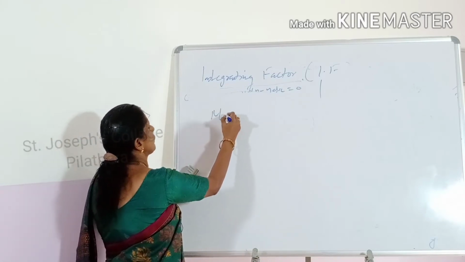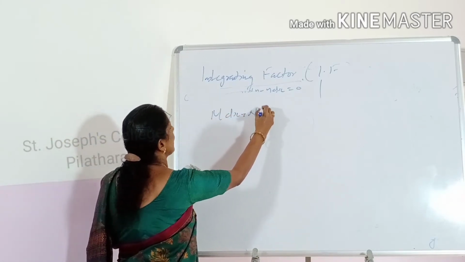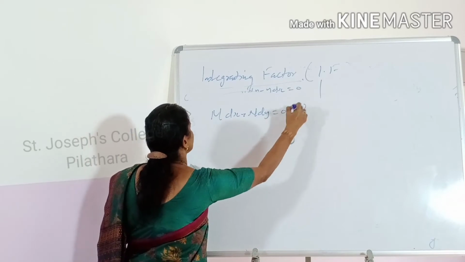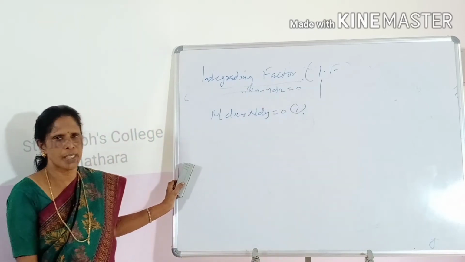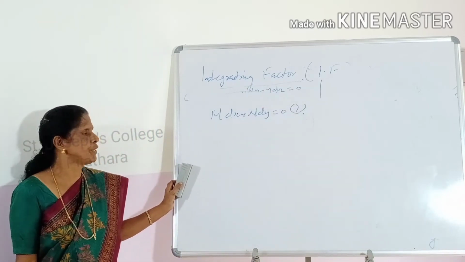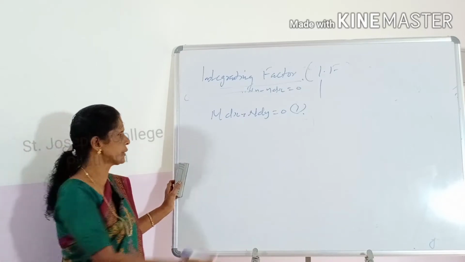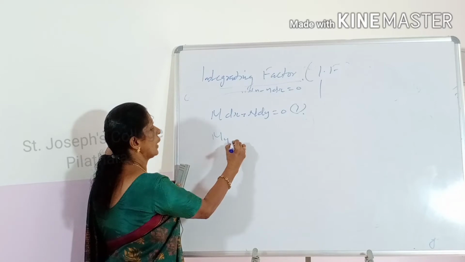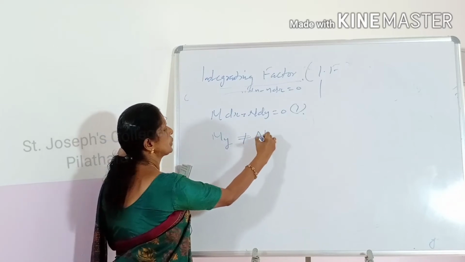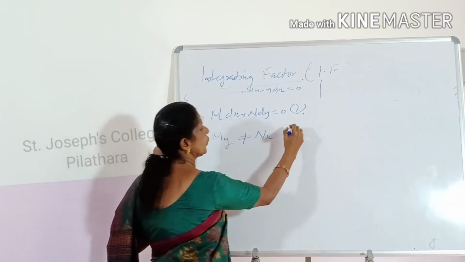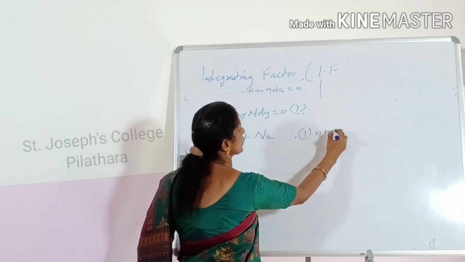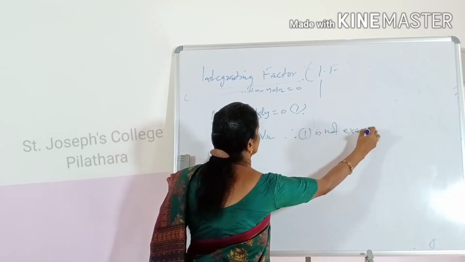Now, suppose we are given M dx plus N dy equal to 0. That is the given differential equation, which is not an exact differential equation. That is, here My is not equal to Nx. Therefore, equation 1 is not exact.